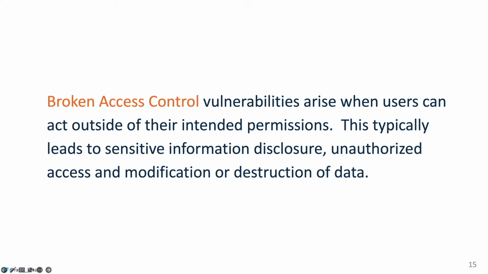Now, the impact of broken access control vulnerabilities really depends on the type of access control vulnerability that you find. Some of them lead to sensitive information disclosure, whereas others lead to unauthorized access or even modification or destruction of data. And we'll talk more about that later. I personally almost always find an access control vulnerability in every application that I've tested, and most of the time it's a vulnerability that is rated high or critical severity. So this is definitely not the type of vulnerability that you want in your application.